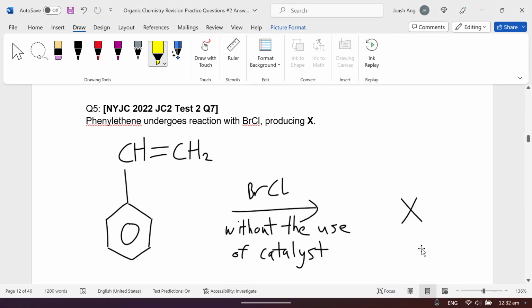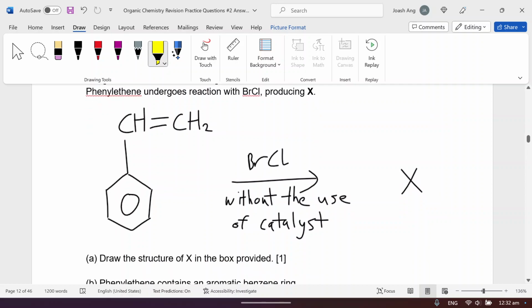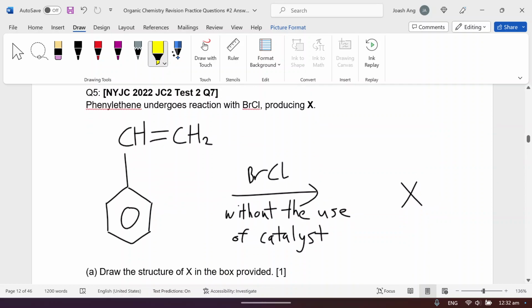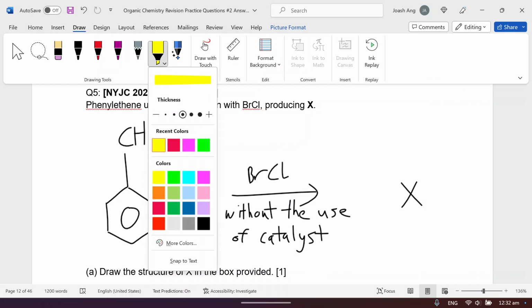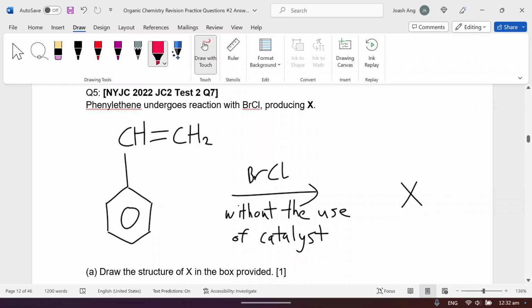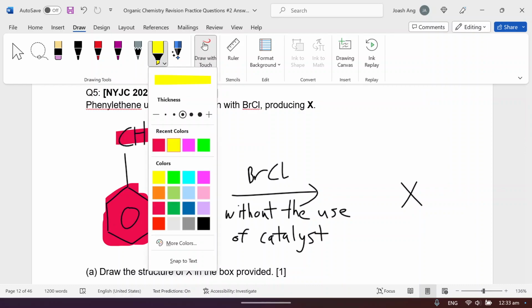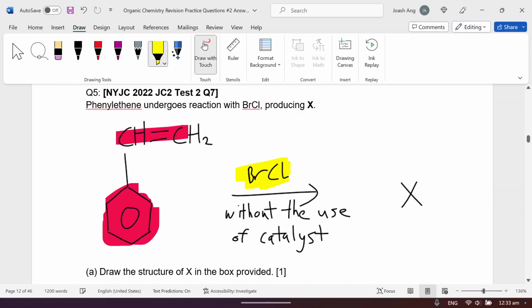Okay, so for this question, we're going to look at an arene question. So let's take a look. Phenylethene undergoes a reaction with BrCl producing X. In this case, we have to identify which one is the nucleophile and the electrophile. We see there's a benzene ring that is of high electron density as well as an alkene bond. And then we see the electrophile being BrCl.